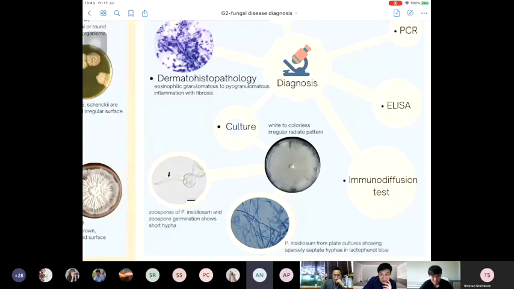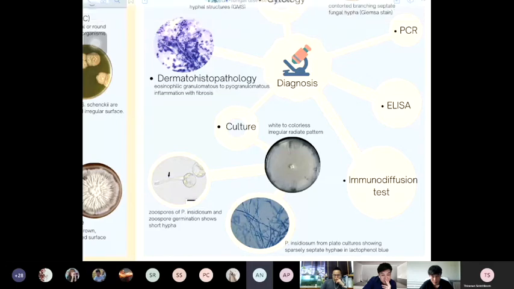The characteristics can be observed by zoospore. Zoospore of P. insidiosum shows short hypha, and the picture at the bottom is P. insidiosum from plate cultures, showing sparsely septate hyphae in lactophenol cotton blue. 3.